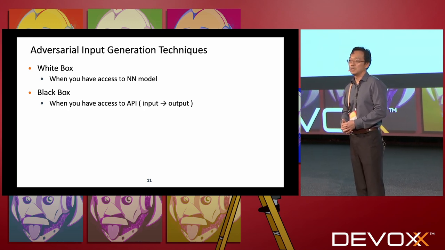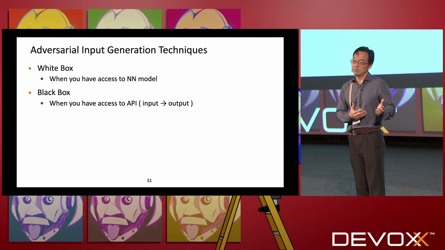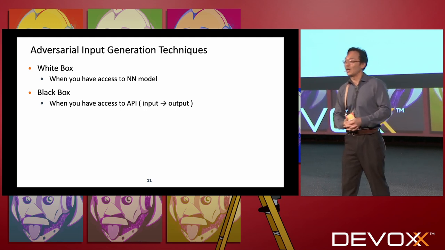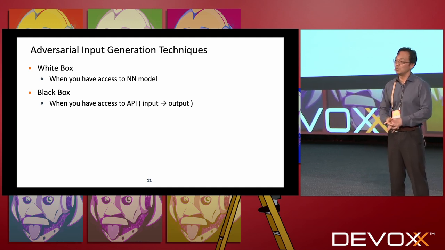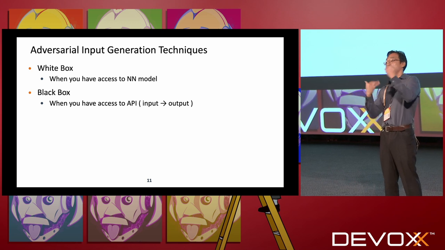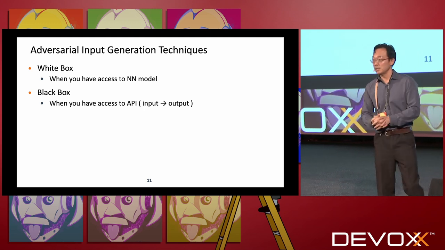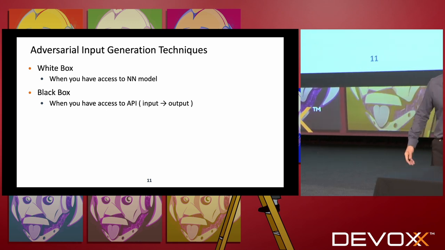Anyone? If white box means you got access to everything, what does black box mean? Yeah, you don't have access. Exactly. You don't have access. You just have access to basically the API, right? Where basically you can give it data and get the response. You don't have access to the model. You don't have access to the training data. It just might be an API. All right.